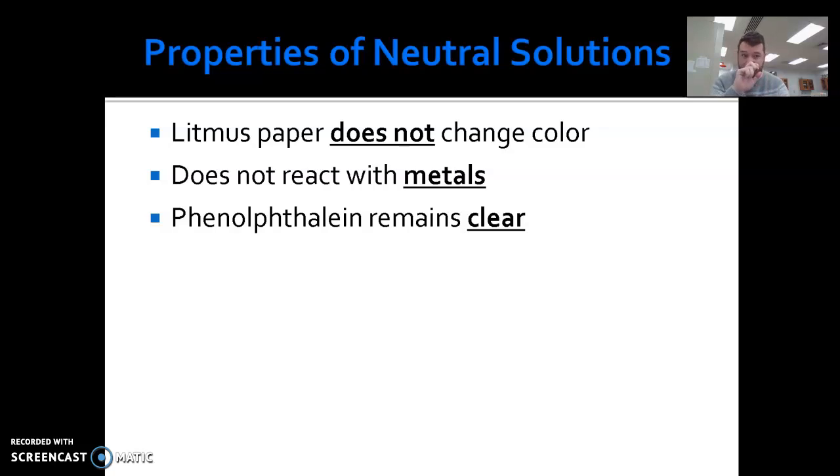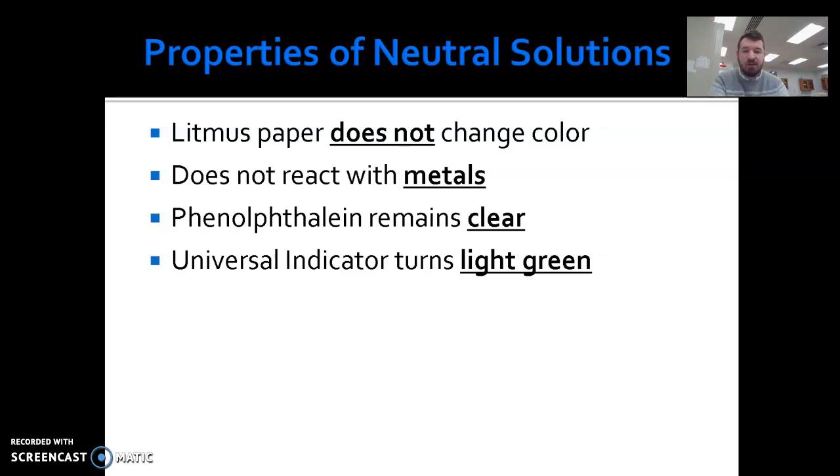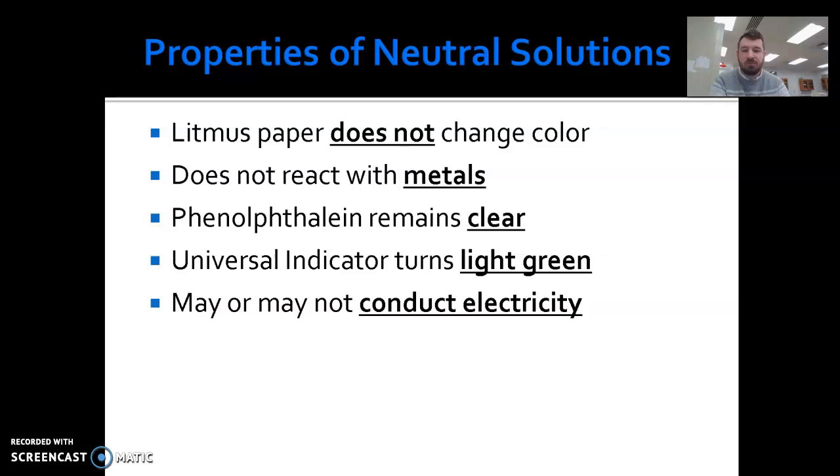So that can tell us that phenolphthalein is used to tell us if we have a base or not. So phenolphthalein is an indicator for basic solutions. Universal indicator will turn a light green or a pea green if we are neutral. It may or may not conduct electricity.